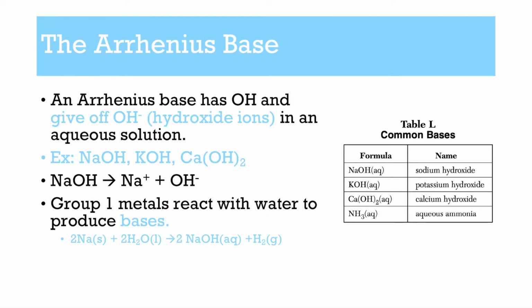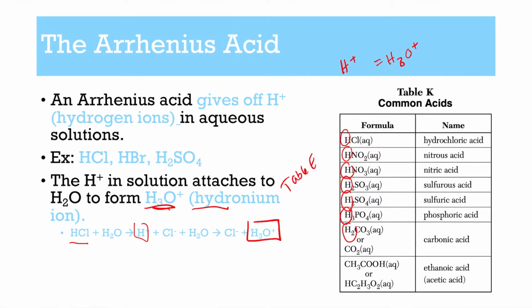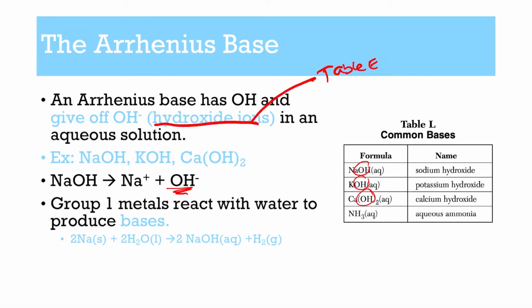Now, an Arrhenius base gives off these OH, or hydroxide ions. Again, the name and the formula for this come right off of Table E, those polyatomic ions. But you'll see here, these bases are characterized by that OH at the end of the formula. And so, again, when it's in water, you have that OH- ion kind of flowing around. Again, those free flowing ions in both the base and the acid, that's what allows it to be an electrolyte and conduct that electricity.